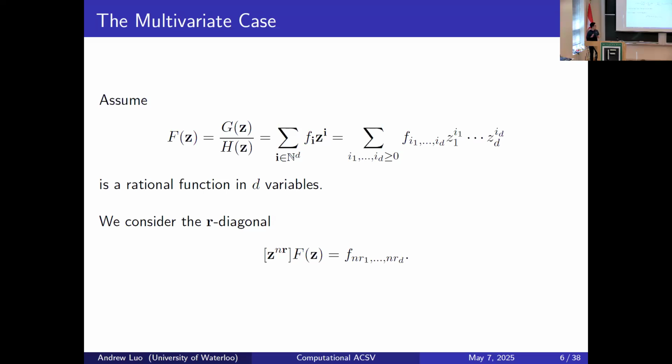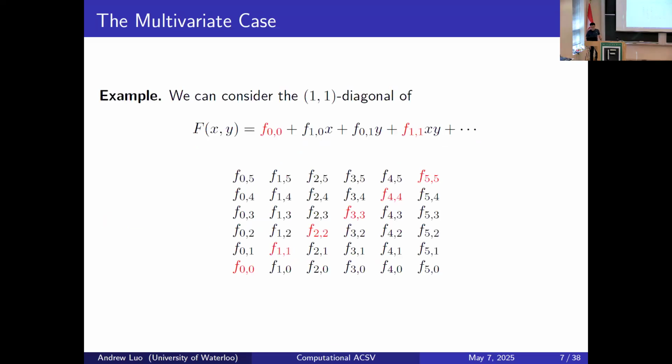So what we do is we go in a certain direction. We have a vector r, and then we're looking at coefficients that are multiples of this vector. For example, if you have a bivariate generating function, then the all ones diagonal is just all the terms that are indexed by some multiple of the 1, 1 vector. So here you have 0, 0, 1, 1, 2, 2, 3, 3, and so on and so forth.